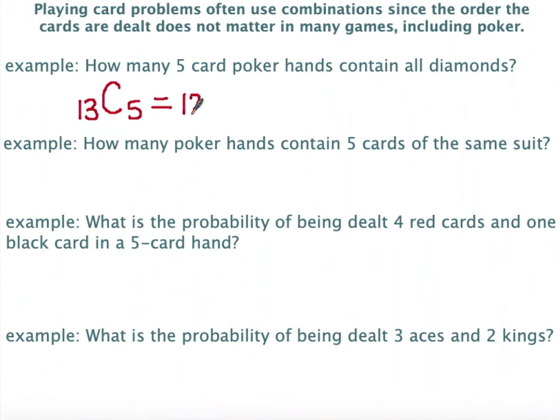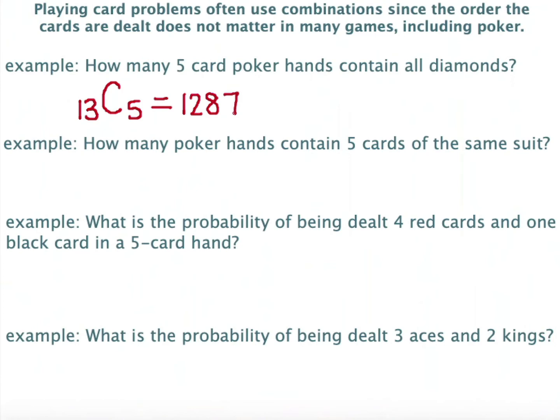13C5 equals 1,287. So that could be an ace, 1, 2, 3, 4, 5. That could be a 2, 3, 4, 5, 6. There'd be almost 1,300 different combinations that were all diamonds.